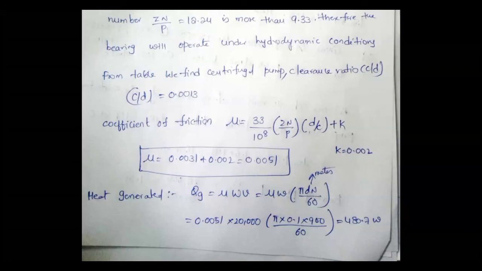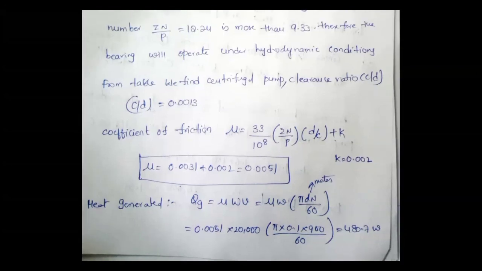So please note down the mu value, W value, and V value. You are having 480.7 watts. Please underline the amount of heat generated: 480.7 watts on your bearing. This is directly based on the relation mu into W into V. Please refer to the formula sheet that I provided also.